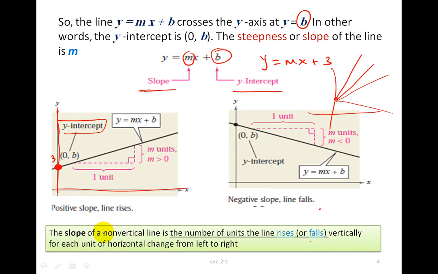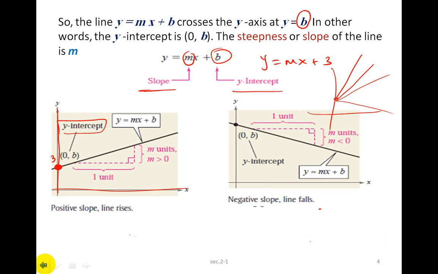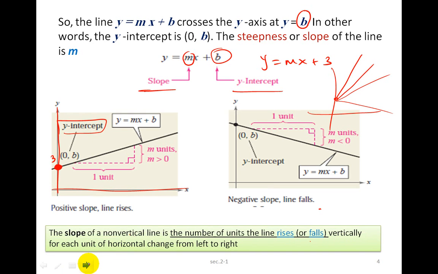Okay, the slope of a non-vertical line is the number of units the line rises or falls vertically for each unit of horizontal change from left to right. You'll understand more on this once we start having examples.